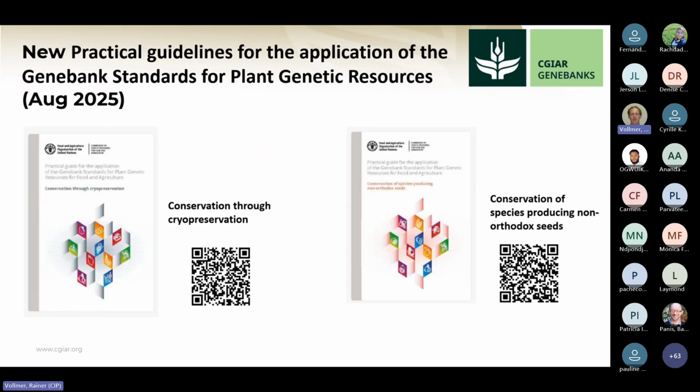And finally, this happened recently, last month. Two new practical guidelines were published for the application of the FAO Genebank Standards for plant genetic resources. One is on cryopreservation, on the left. You can again scan the QR code, which brings you directly to the page to download the document. It's free, of course. And then also one on conservation of species producing non-orthodox seeds. This was also recently published. There's valuable information inside, so if you want to deepen some things, it's surely a good source.